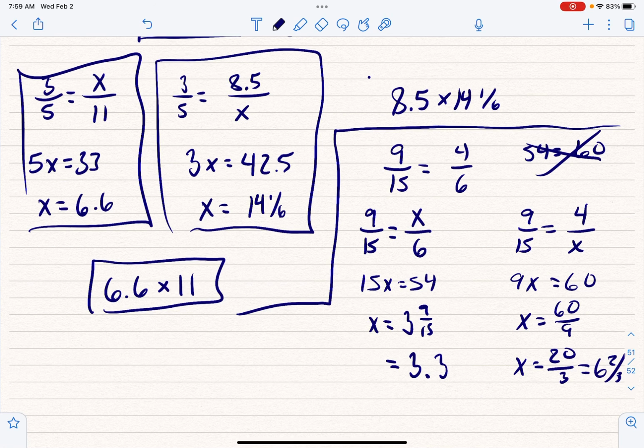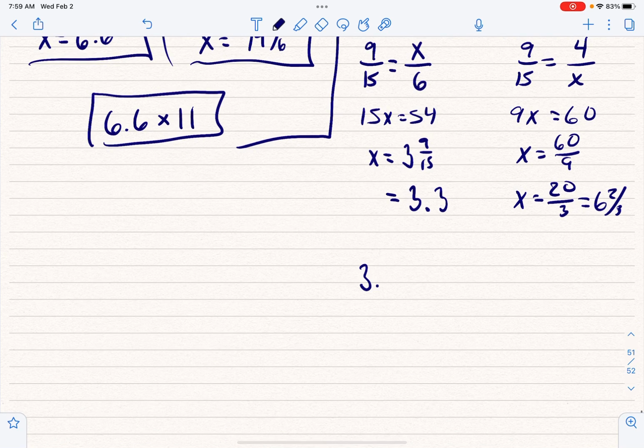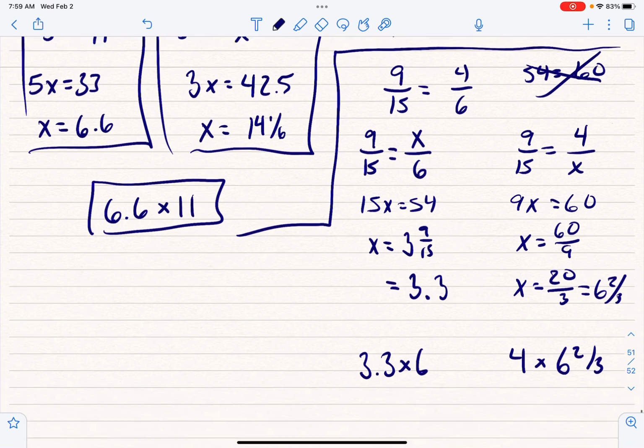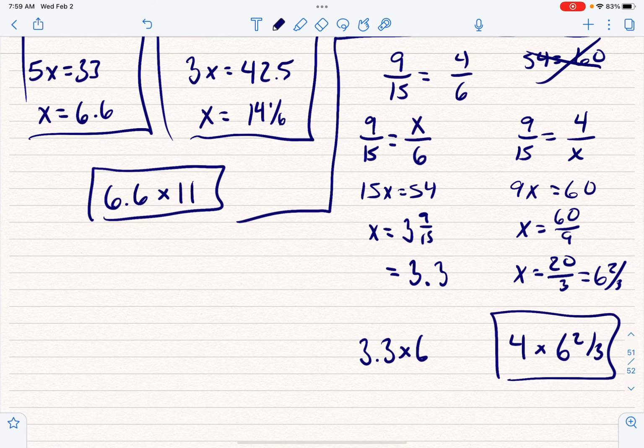So which one of those works? We can either have 3.6 by 6, or we can have 4 by 6 and 2/3. Again, we run into the problem that the first will not fit on the 4 by 6 card, but this one will. So that's the size we want.